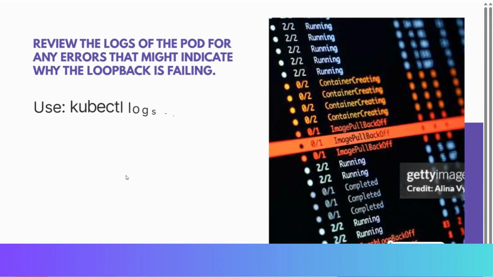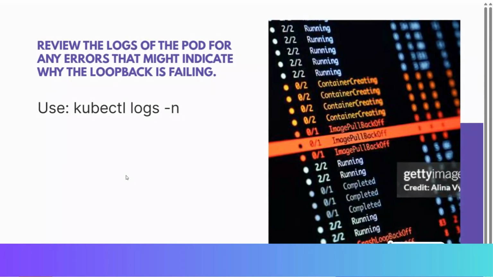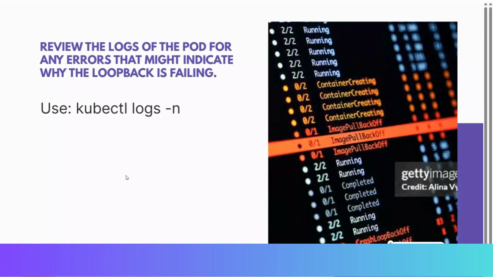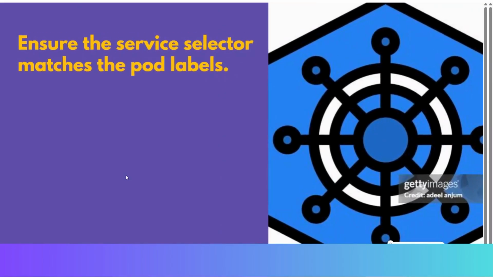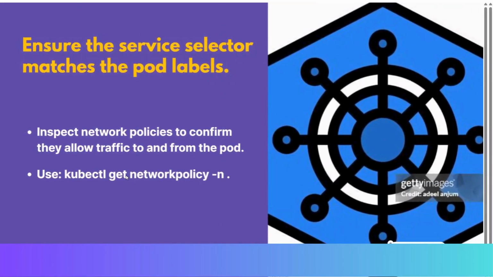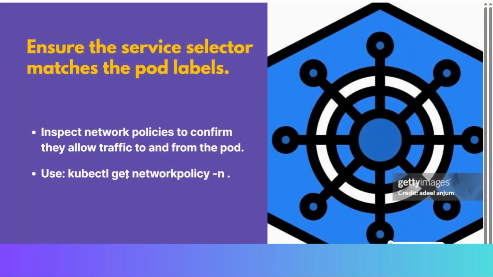Review the logs of the pod for any errors that might indicate why the loopback is failing. Use kubectl logs <pod-name> -n <namespace>. Ensure the service selector matches the pod labels. Inspect network policies to confirm they allow traffic to and from the pod. Use kubectl get networkpolicy -n <namespace>.